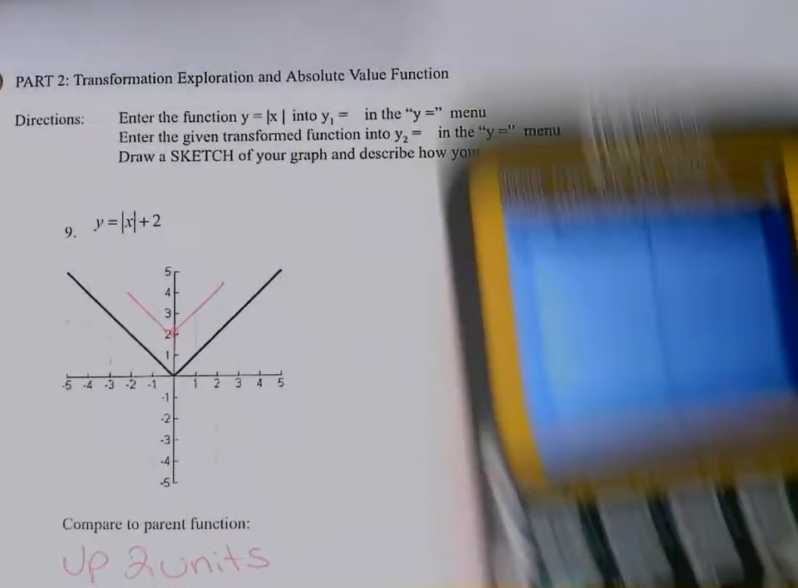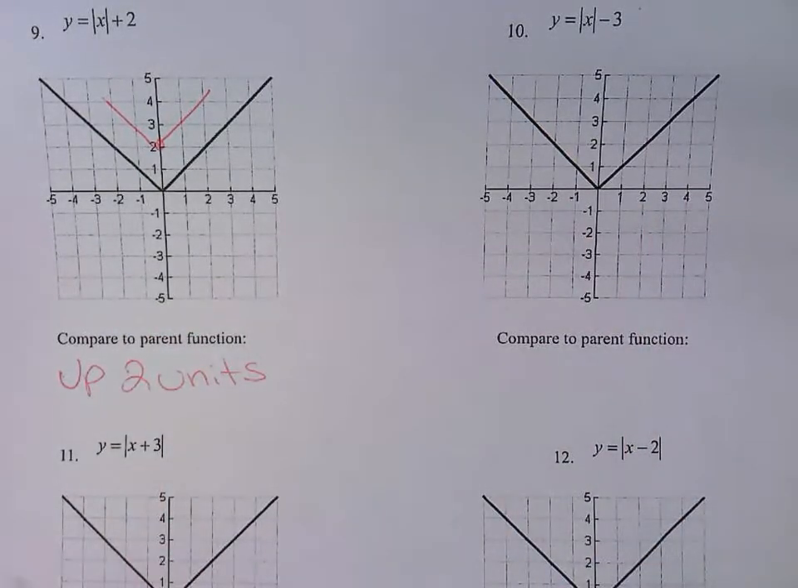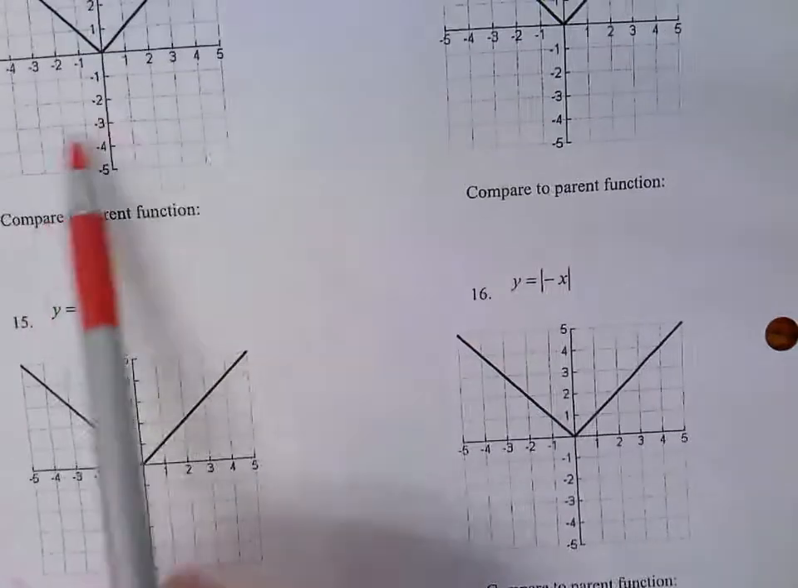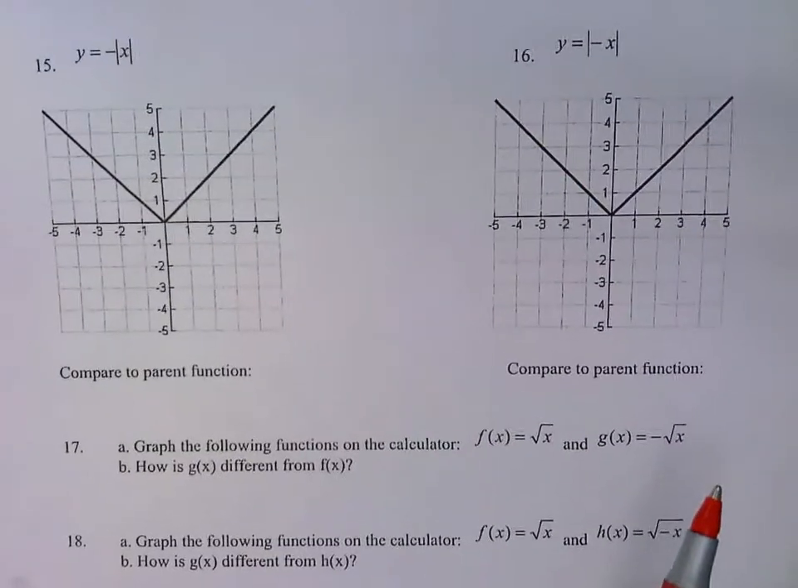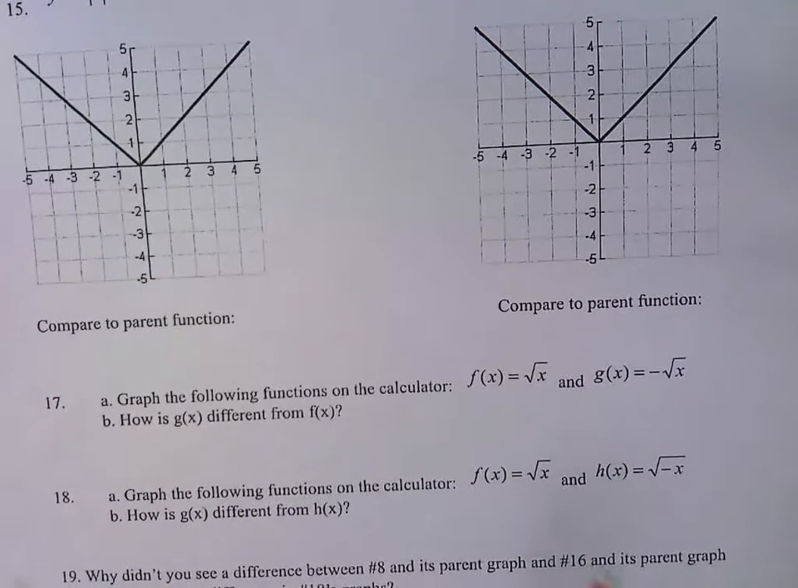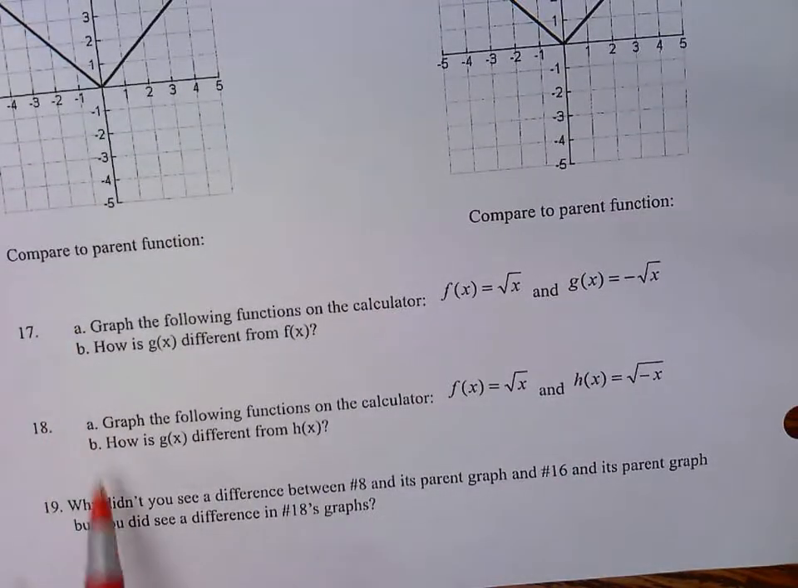So you're going to go through and you're going to complete 9, 10, 11, and 12, all with absolute value. 13, 14, 15, and 16, all with absolute value. So go ahead and complete those graphs and then come back to the video when you're ready to look at 17, 18, and 19.